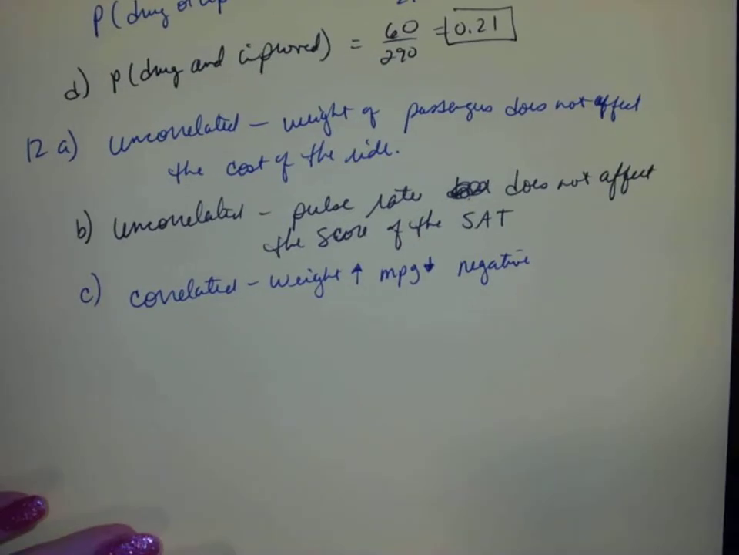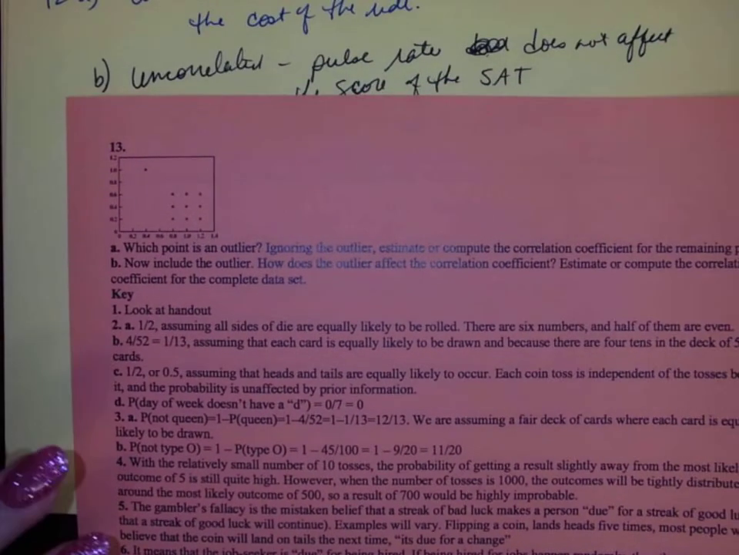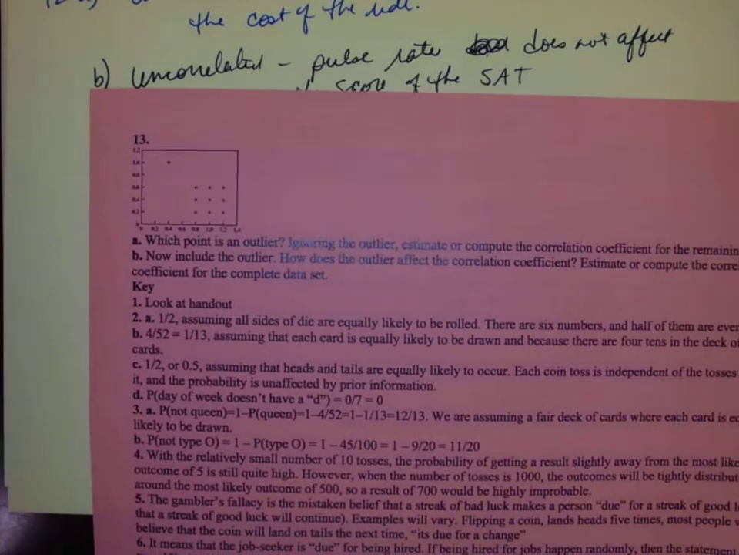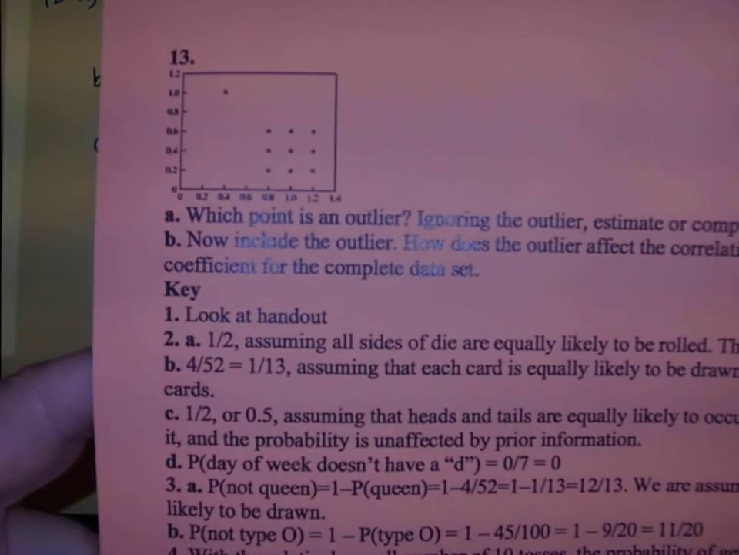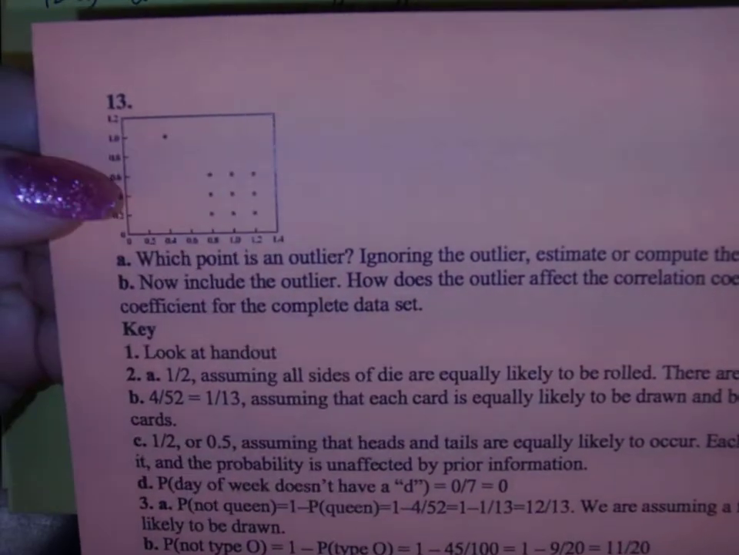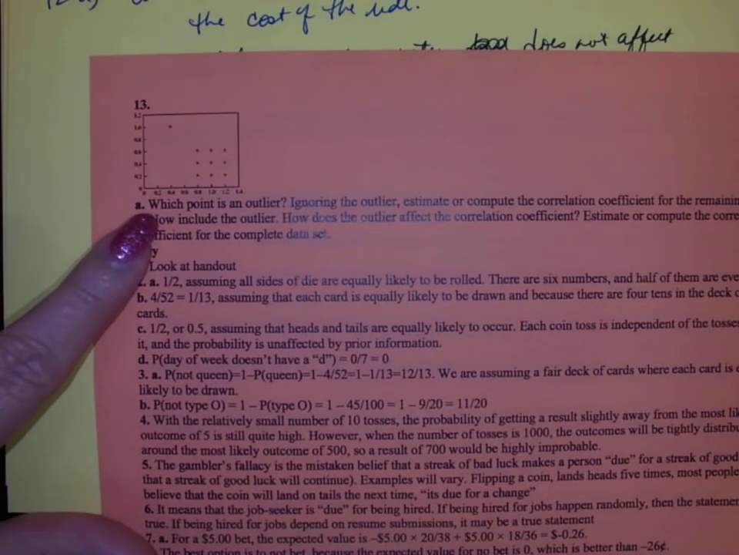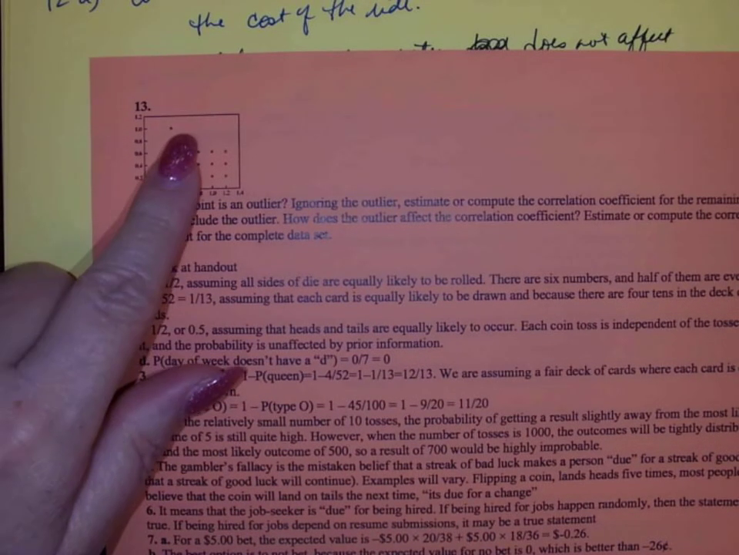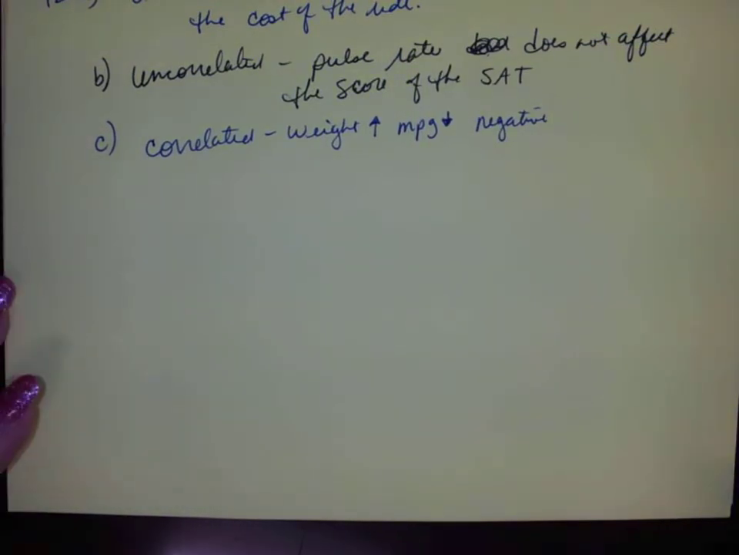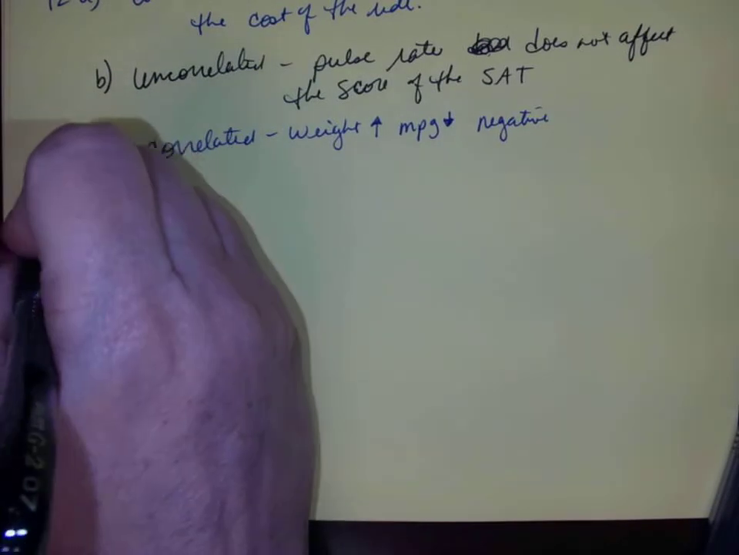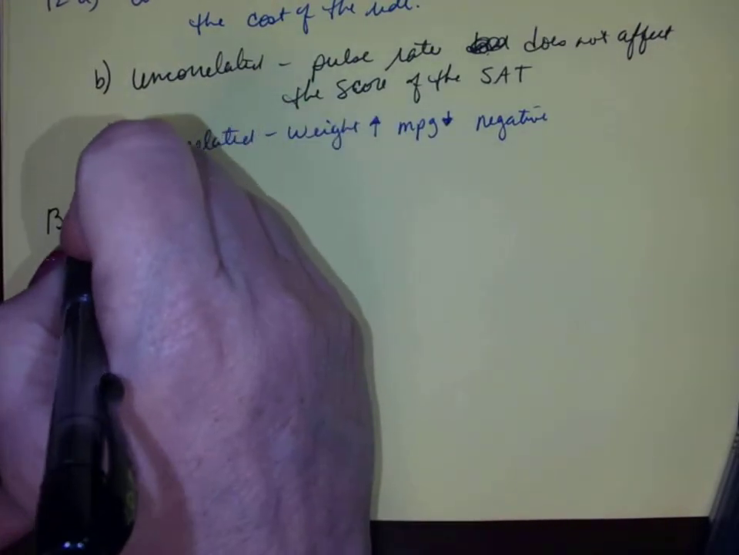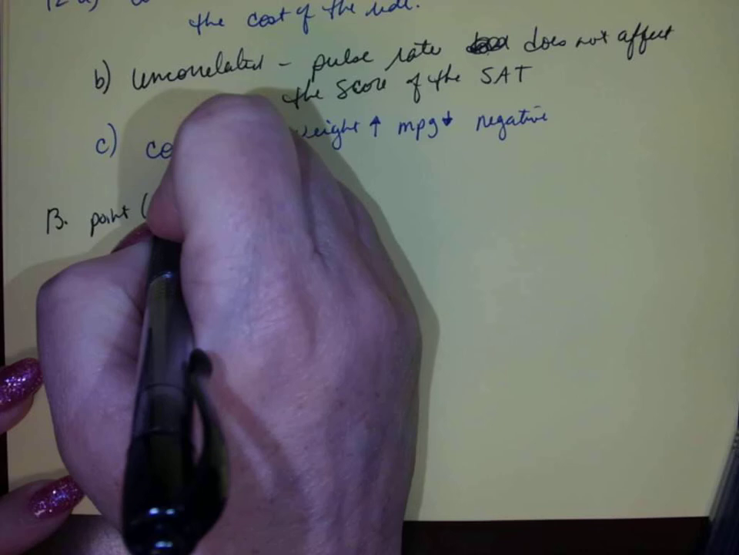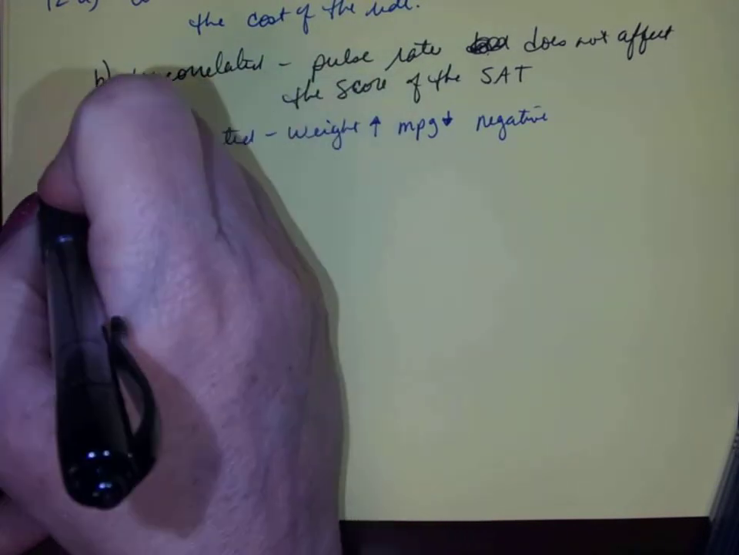All right, number 13. We're looking at a graph here, and on the graph we've got an outlier out here. So it says, which point is an outlier? Well, we can find the point by going up. This would be 0.4, and over would be 1. So the point is 0.4, 1.0.